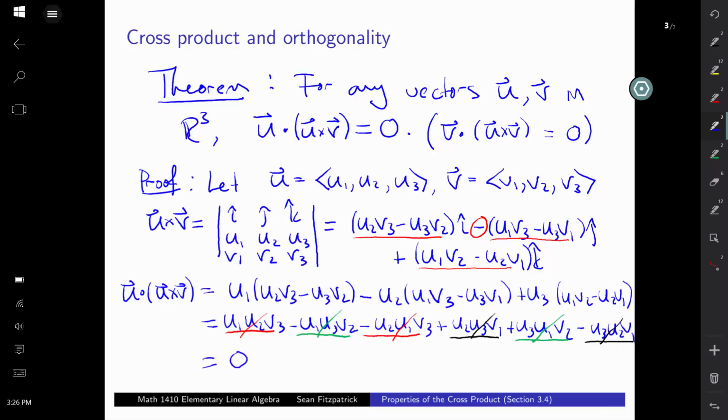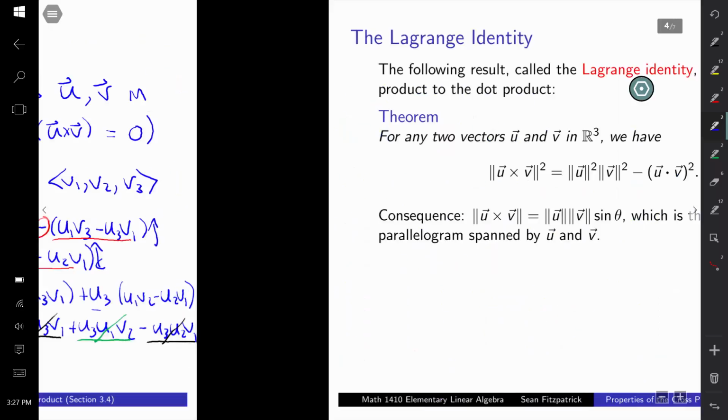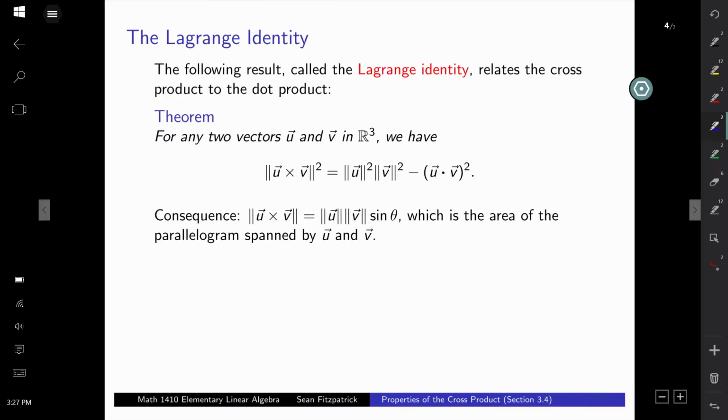Okay? So the dot product comes out to be 0, and I haven't said anything about what the vectors are, so we know that this is going to be true in general. And you can check that if you replace the u1, u2, u3 with v1, v2, v3 for the dot product with v, you still get 0. The outcome is the same. Okay, now this next result, it's not something that I'm going to try to prove.